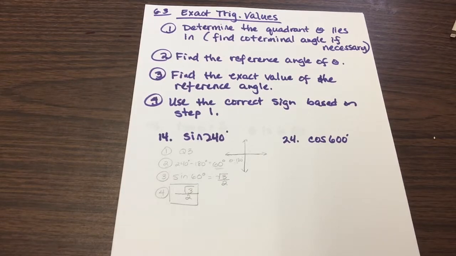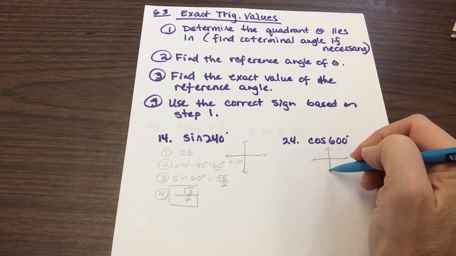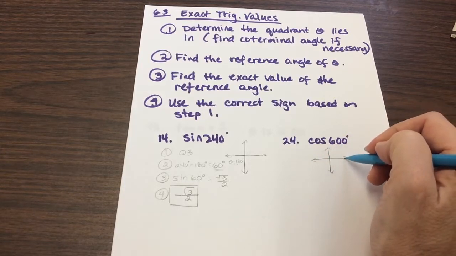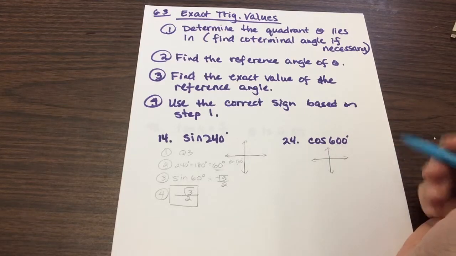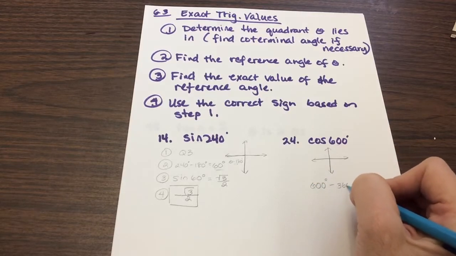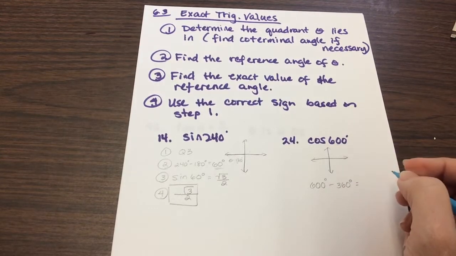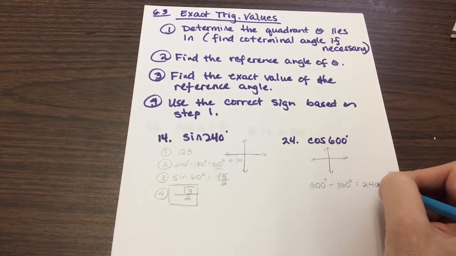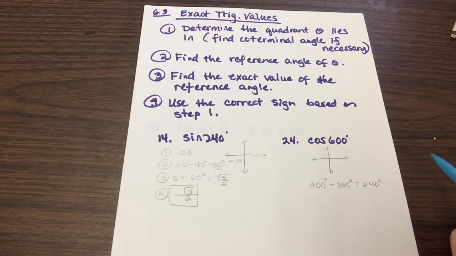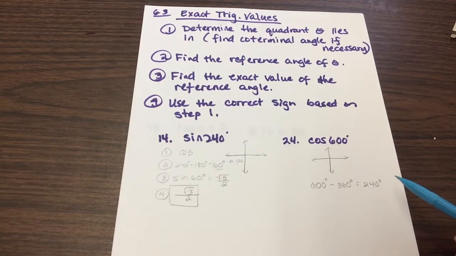Okay, let's do another one. Cosine of 600 degrees. 600 degrees is not between 0 and 360, so I'm going to find a coterminal angle here. Alright, so to find a coterminal angle, remember we just subtract one revolution. So I subtract 360. That means I'm looking at the cosine of the coterminal angle, so I'm looking at the cosine of 240 degrees. Where's 240 degrees?